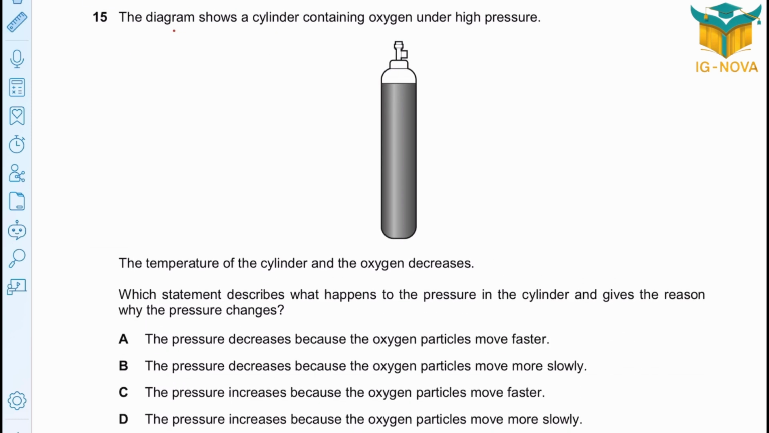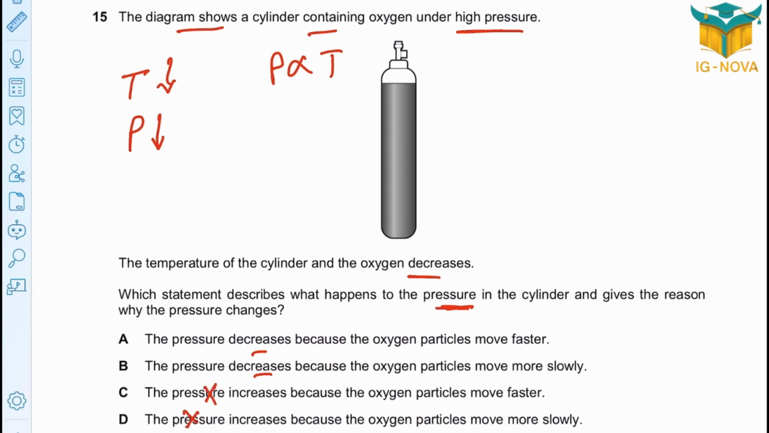Question 15. The diagram shows a cylinder containing oxygen under high pressure. The temperature of the cylinder and oxygen decreases. So temperature here decreases. Which statement describes what happens to pressure? Between pressure and temperature, it's a direct relation. So as temperature decreases, pressure also will decrease. Give the reason why the pressure changes. Pressure decreases, so it cannot be C or D. Oxygen particles move faster? No, they move slower because of the decreasing temperature. So B is the correct option.